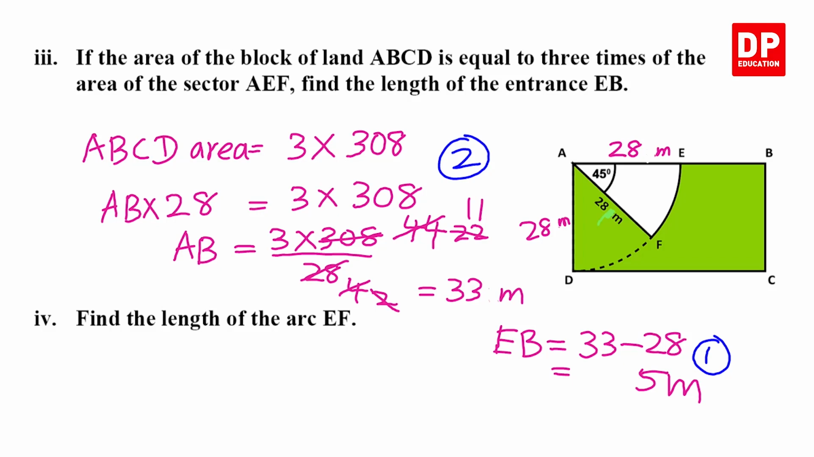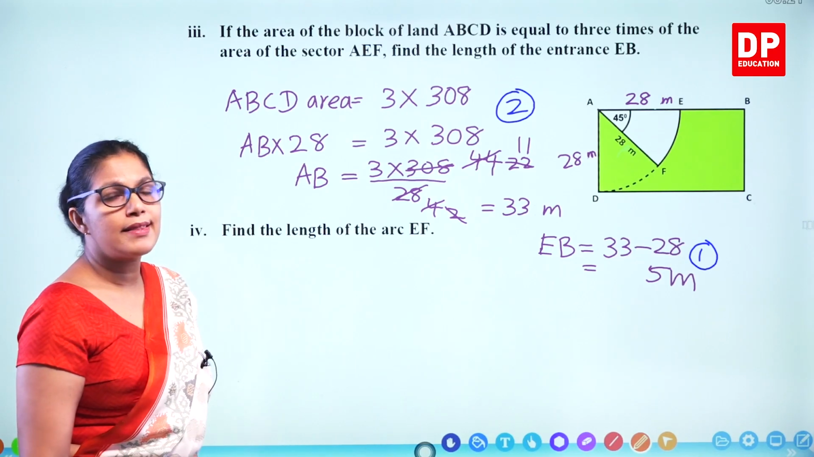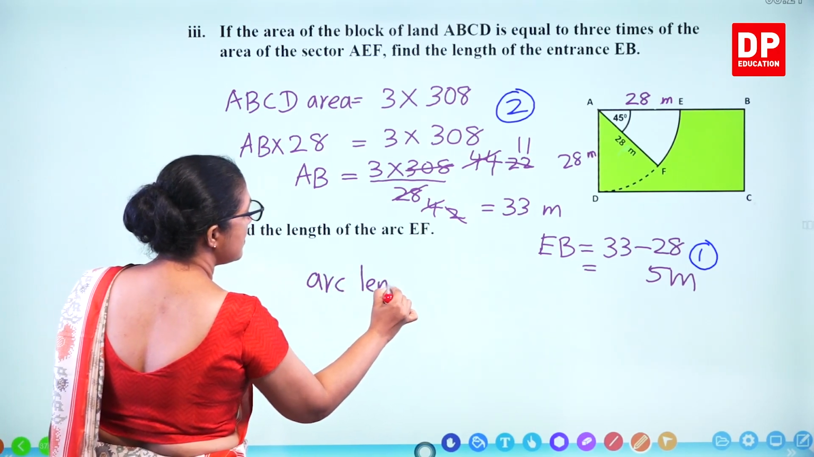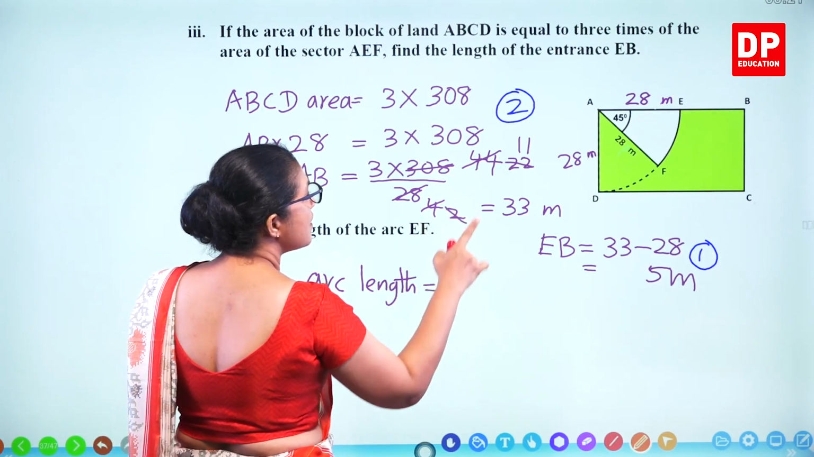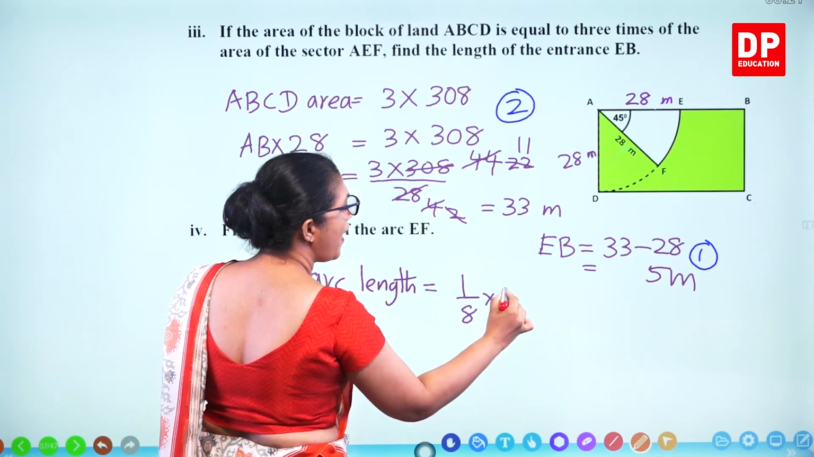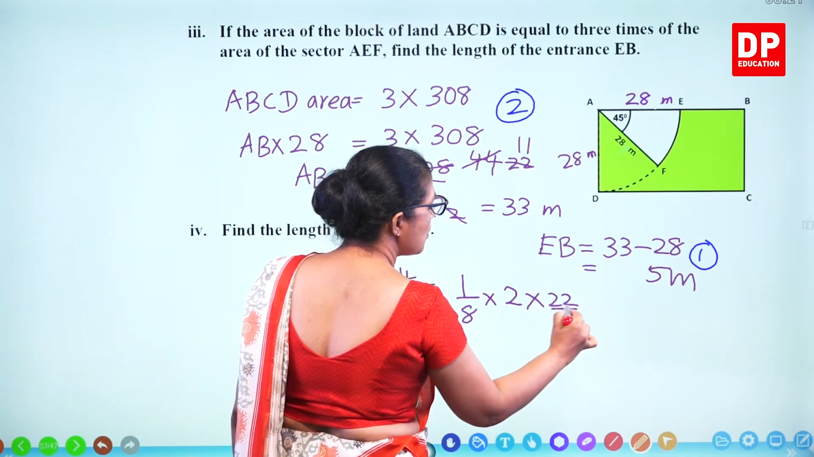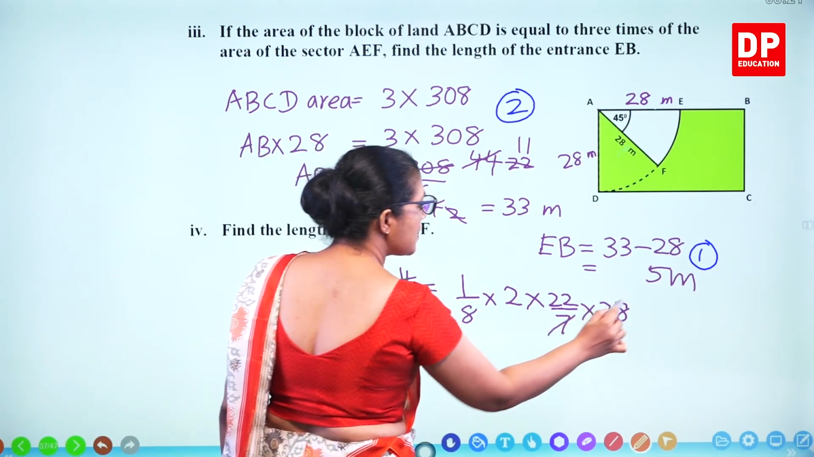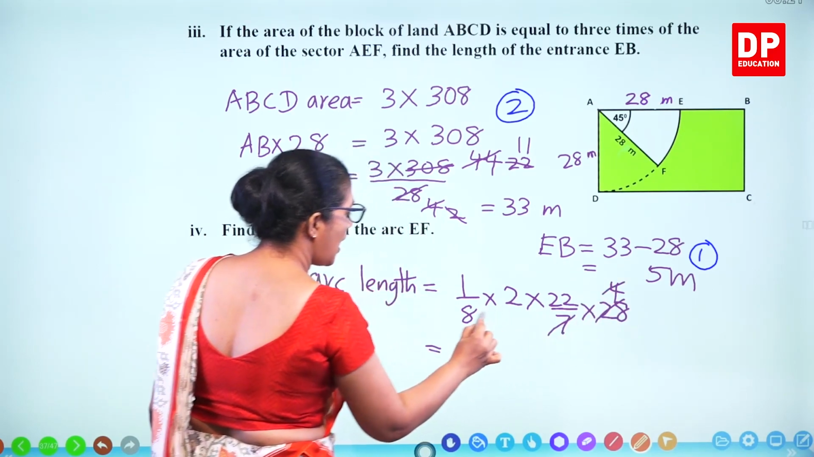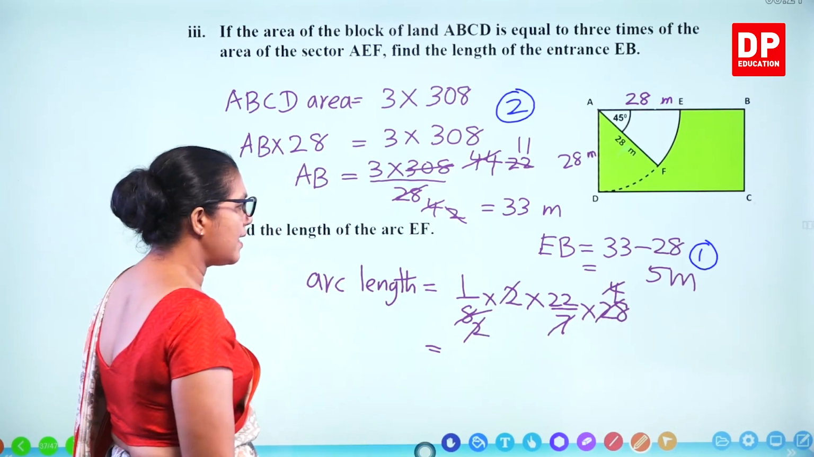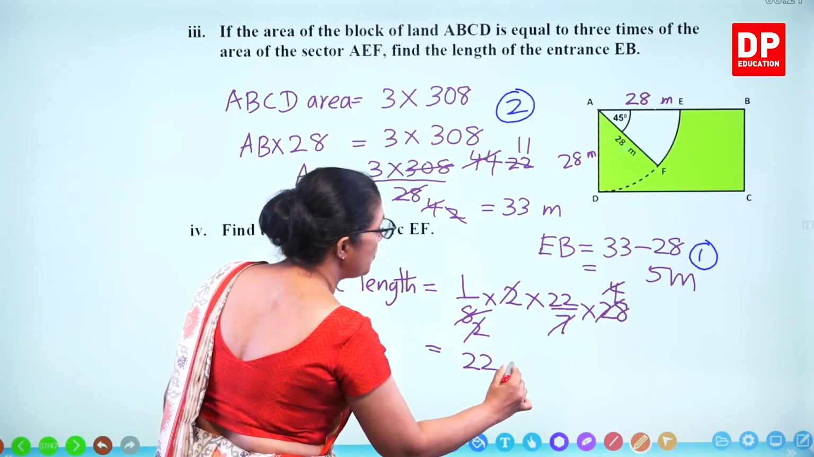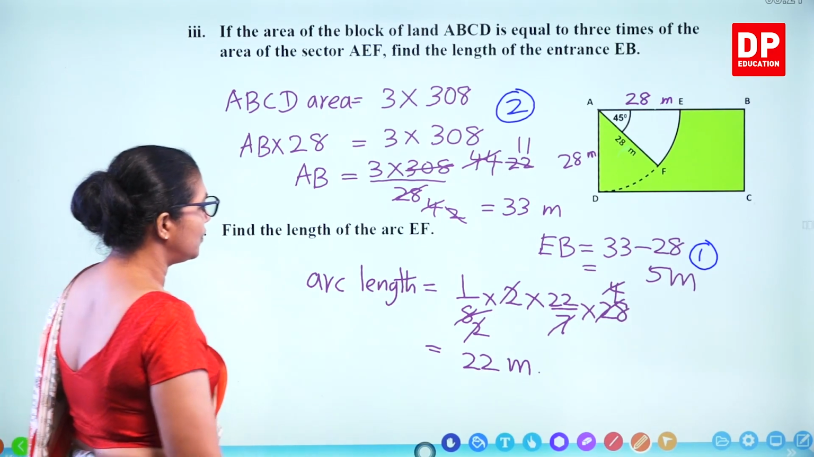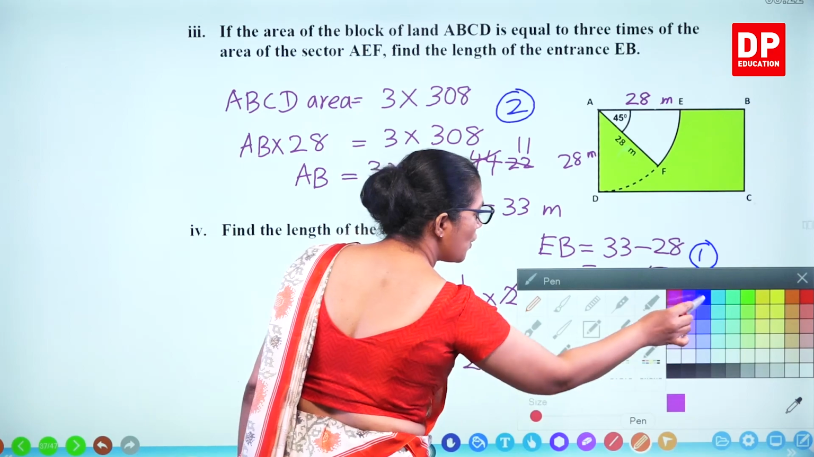Find the length of the arc EF. So arc length. How do you find the arc length? Arc length is equal to 1/8 into 2 pi r. 2 into pi, 22/7 into 28. 7 times 4, 28. 4 times 2. And this 2 gets cancelled out. 22 meters is the arc length. So 2 marks for this.